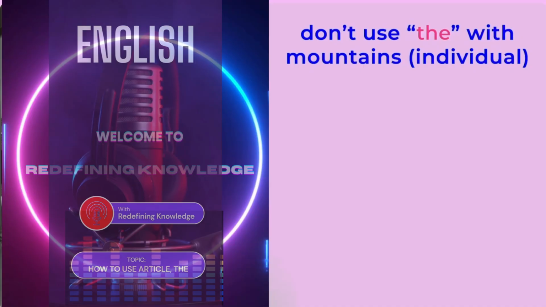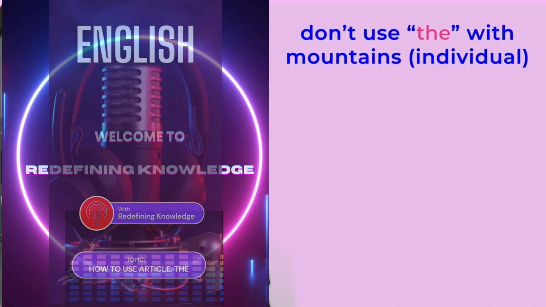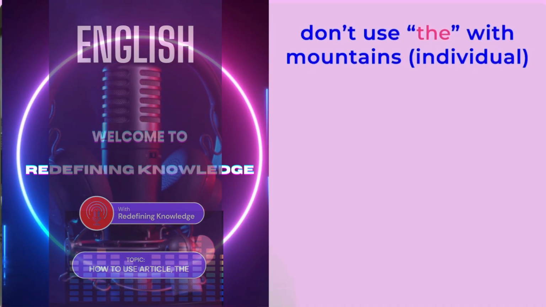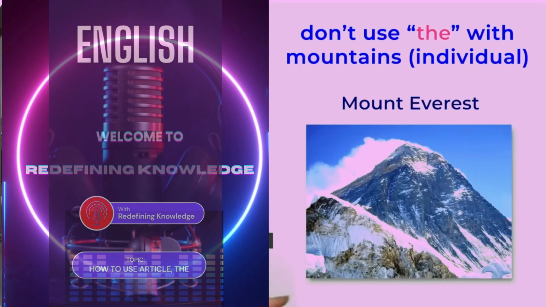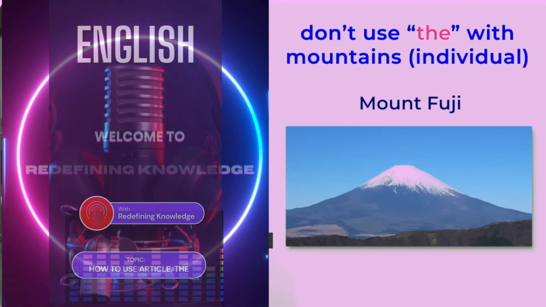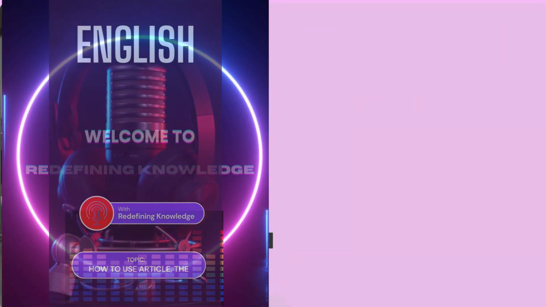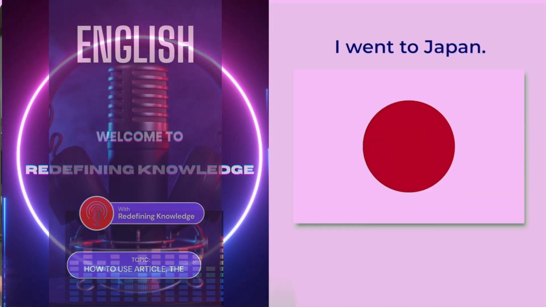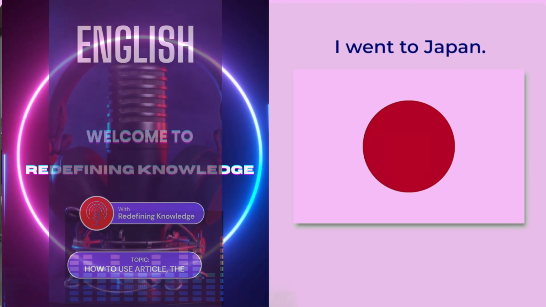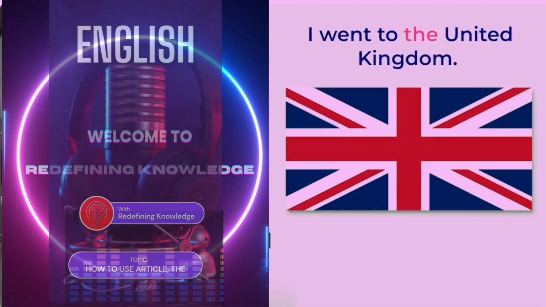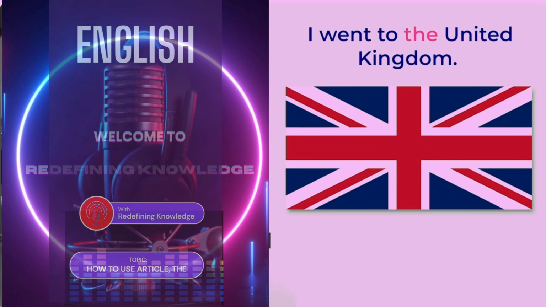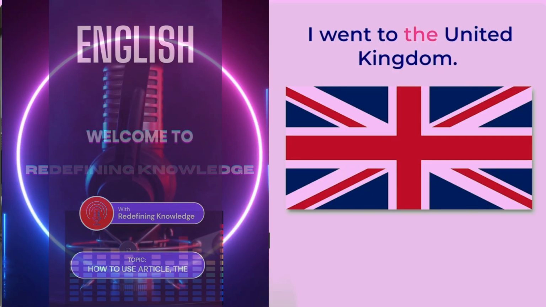We also don't use "the" for mountains if it is an individual mountain, for example, Mount Everest or Mount Fuji. It's just one. We don't use "the" for countries. We would say I went to Japan. But why do we say I went to the United Kingdom? The United Kingdom is a country, so why is the rule different?